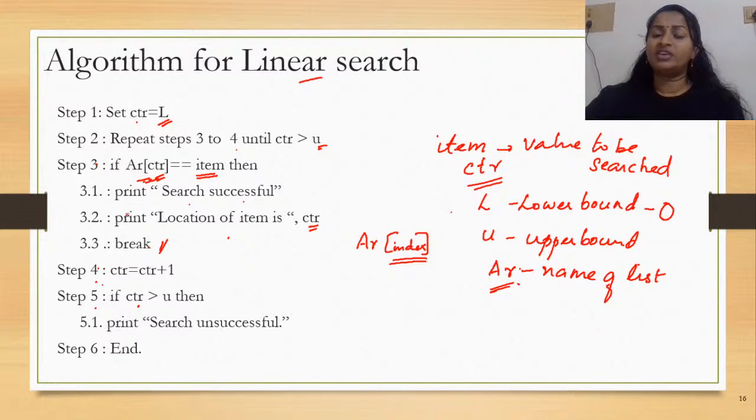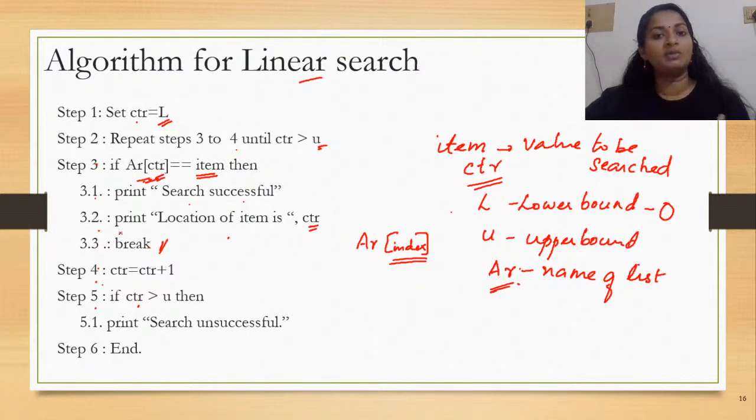Now at every stage as you're progressing through the different positions, if in none of the cases you have found a matching, what is the result? The result is that the search is unsuccessful. So that means you will come out of the loop without even going to 3.1 or 3.2 at any cost.